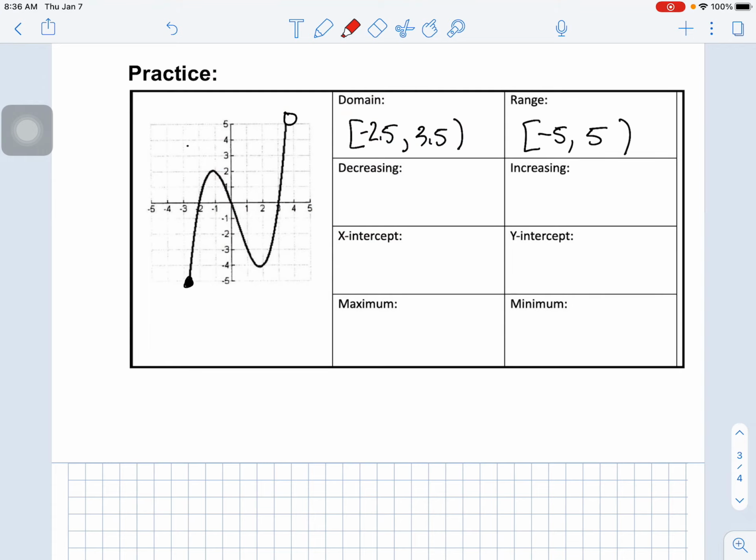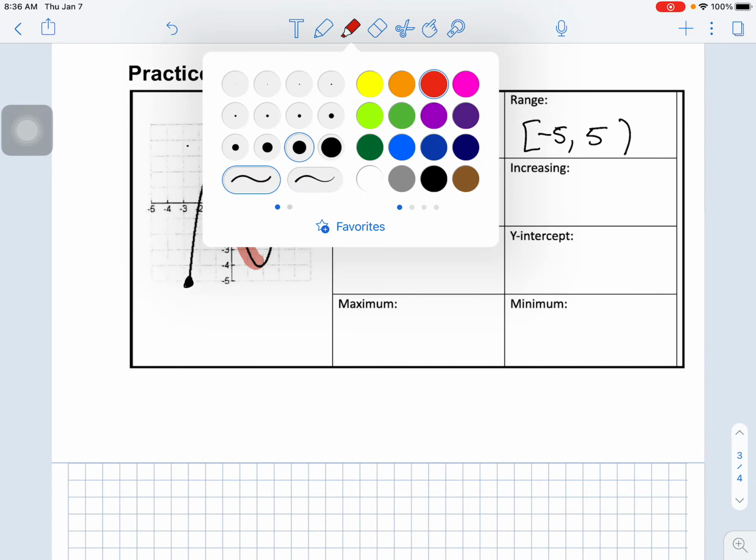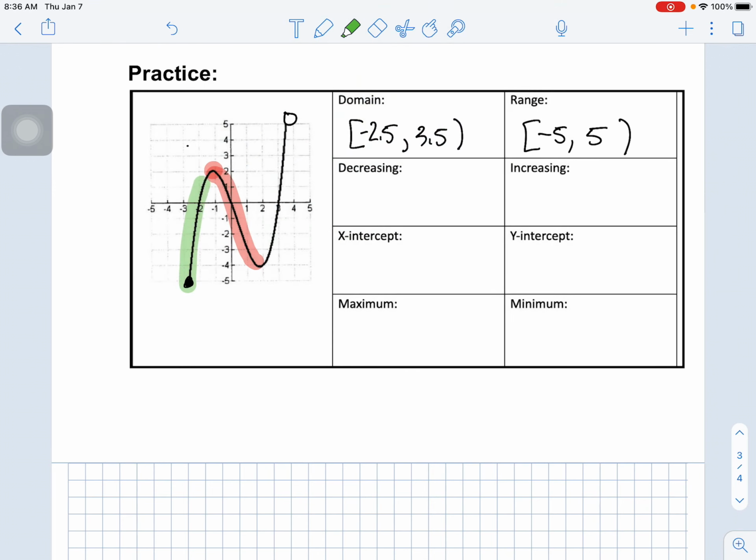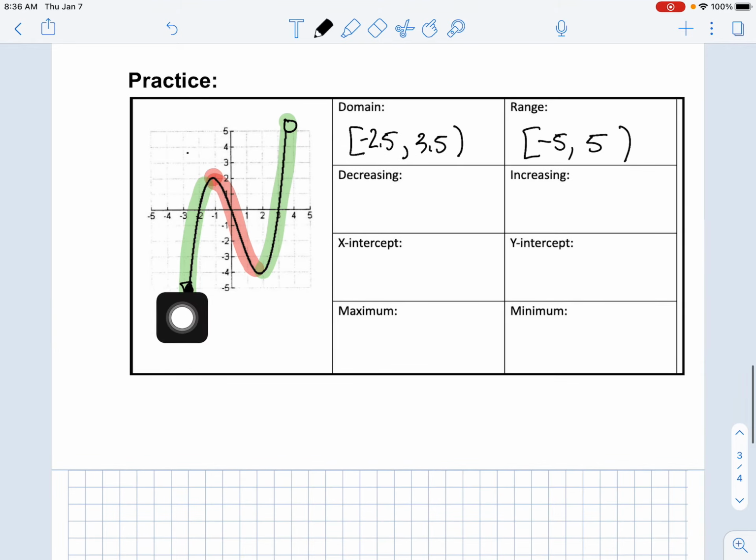Where does this graph decrease? Where does it go down? So this graph goes down from here all the way to here. That's a decreasing section. And it increases from here to here and from here to here, right? So here's a trick that we are teaching you. Since this green section right here is a closed circle, we're going to say bracket, because we know closed circles are bracket, and it's going to increase from that bracket all the way up to this little bump.